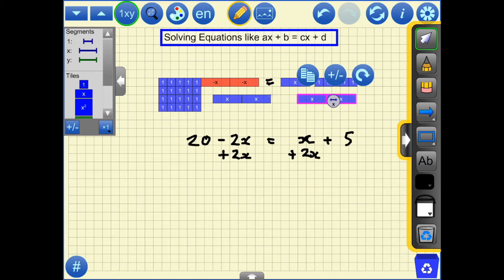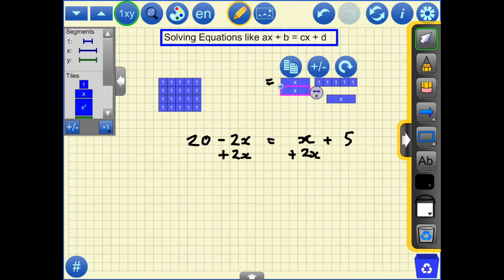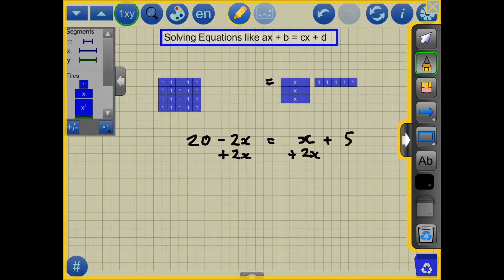and see what happens. On the left side, the 2x combines with the negative 2x to form a 0 pair, whereas on the right hand side the 2x forms with a 1x to give us 3x. So now on the left hand side of the equation we have 20, and on the right hand side of the equation we now have 3x plus 5. So our equation now becomes something a bit more familiar. 20 equals 3x plus 5.